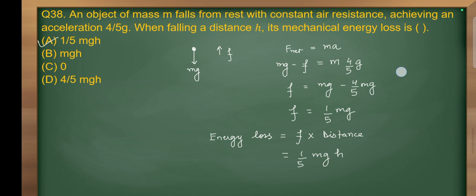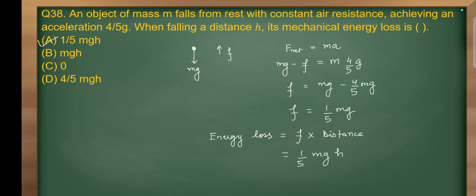Question number 38. An object of mass m falls from rest with a constant air resistance, achieving an acceleration of 4 by 5 g. When falling a height h, its mechanical energy loss is. Here the object is falling towards the ground. So the gravitational force will be mg, acting in the downward direction, and the resistance force due to air will act in the upward direction. We know that force is equal to mass times acceleration.